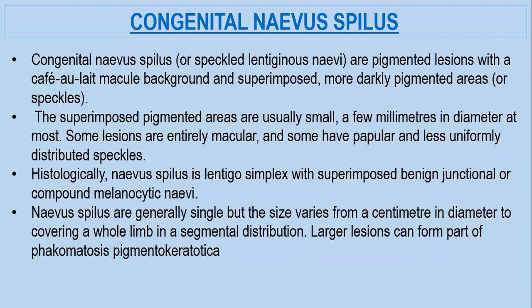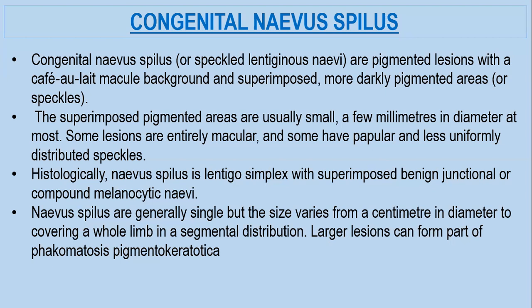Congenital nevi spilus. The congenital nevi spilus or speckled lentiginous nevi are pigmented lesions with a café-au-lait macular background superimposed with more darkly pigmented areas or speckles. The superimposed pigmented areas are usually small, a few millimeters in diameter at most. Some lesions are entirely macular, and some have papular or less uniform speckles. So the nevus spilus has two types of pigmented lesions.